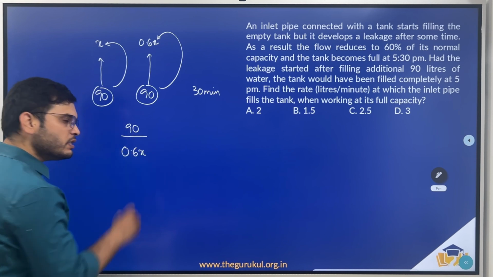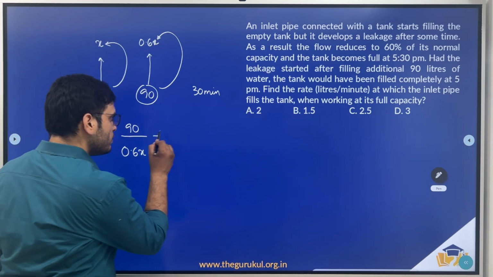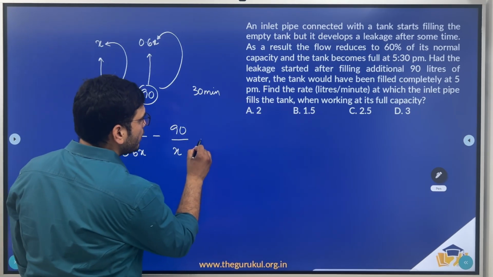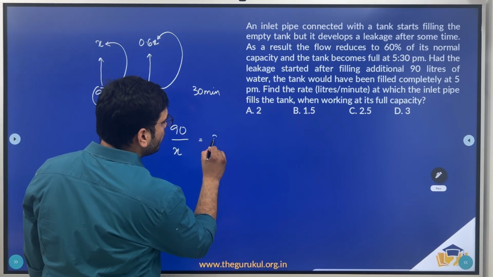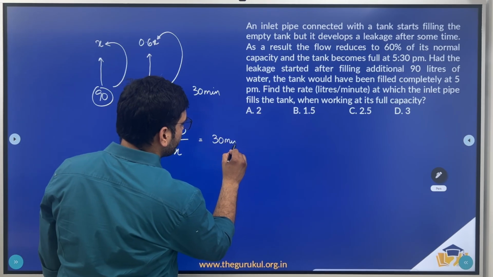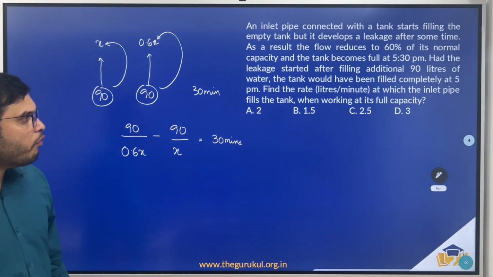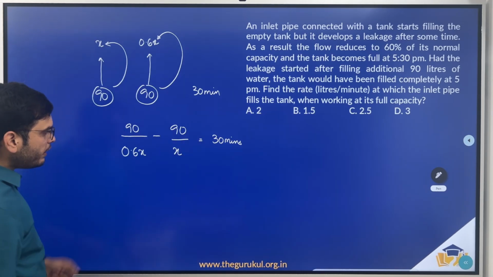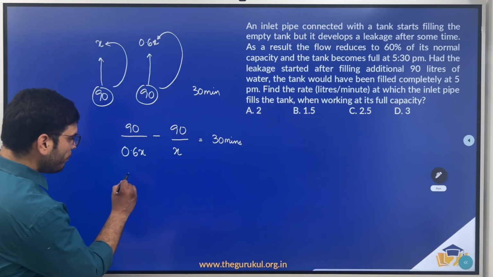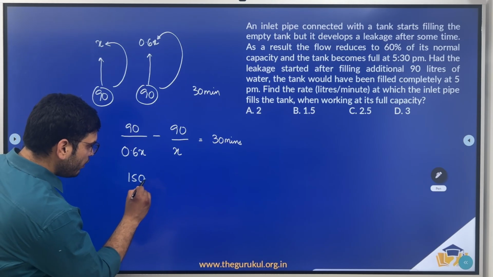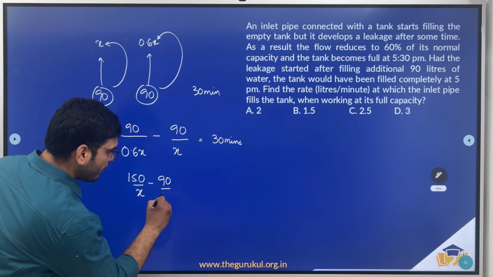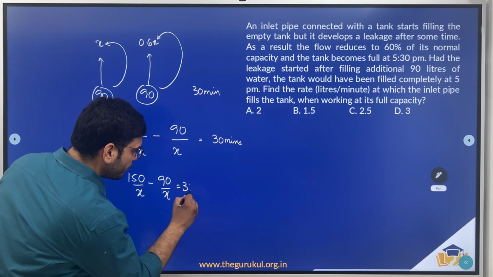90 by 0.6x minus 90 by its full capacity x is equal to 30 minutes. Now what was asked? Liters per minute only, so it has to be in minutes. Now what is 90 by 0.6? That would be 150 by x minus 90 by x is equal to 30.